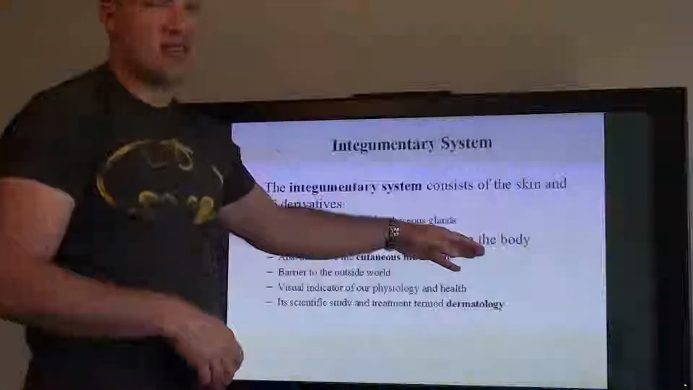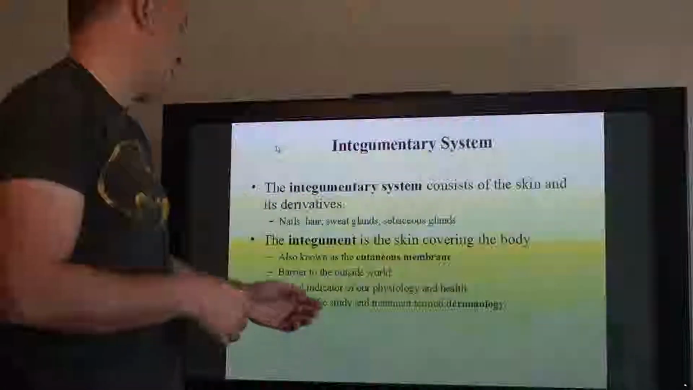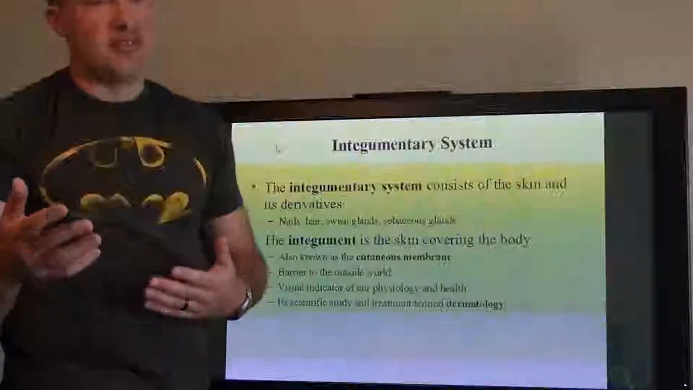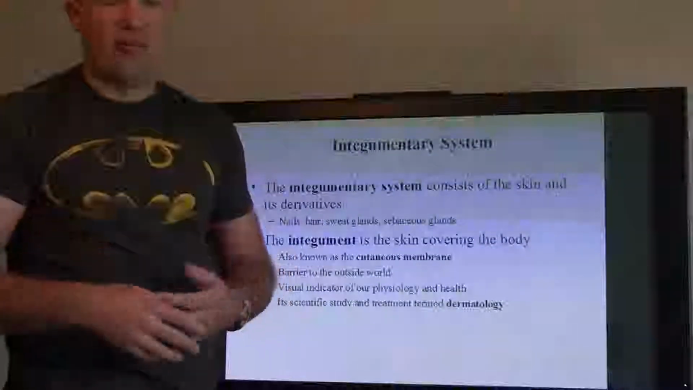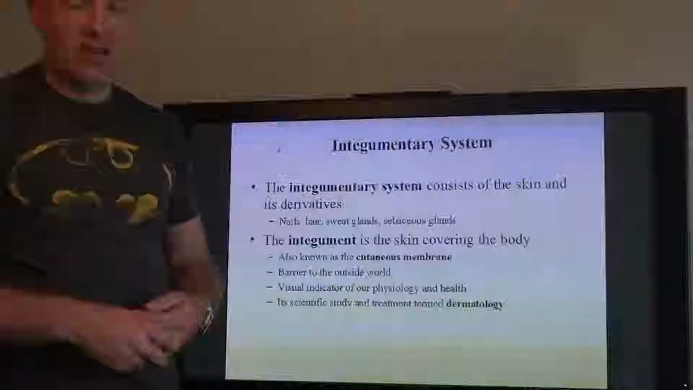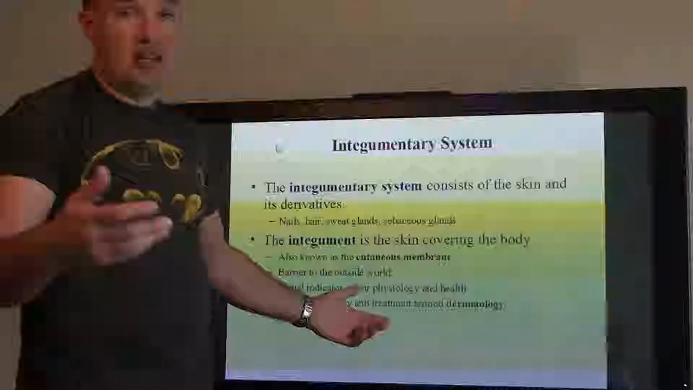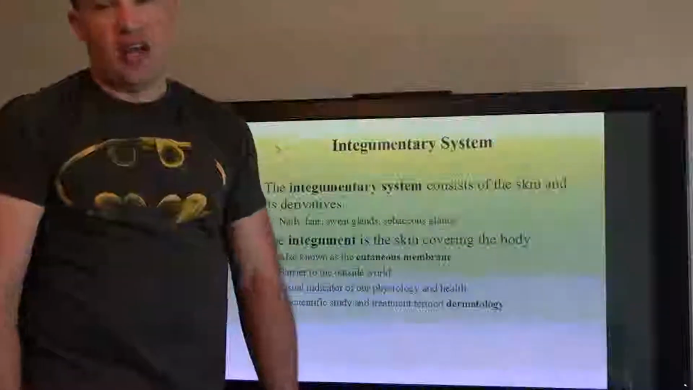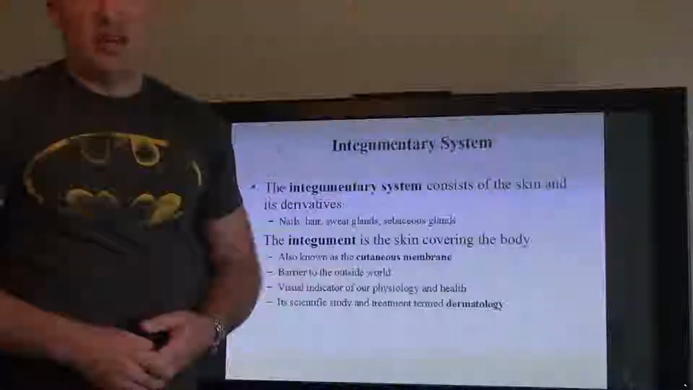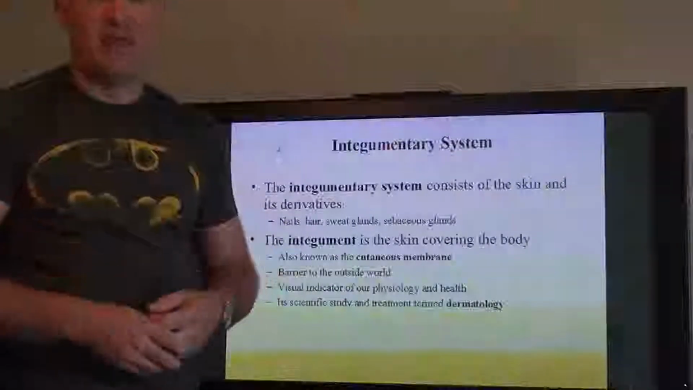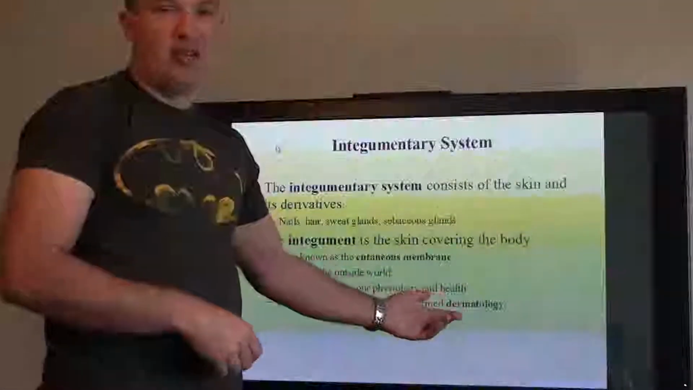With the integumentary system, we're talking about the skin and also its derivatives, so nails, hair, sweat glands, sebaceous glands. Obviously the integument is the skin covering the body, also known as the cutaneous membrane, because in a lot of ways it acts like the plasma membrane of cells, separating the external environment from the internal environment. It's a barrier to the outside world and a visual indicator of our health.